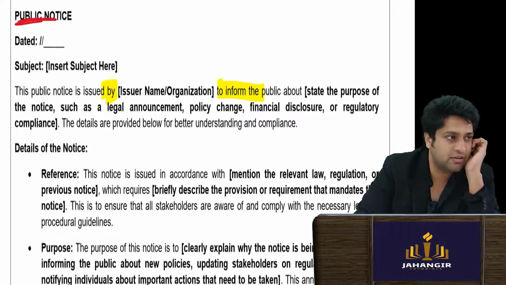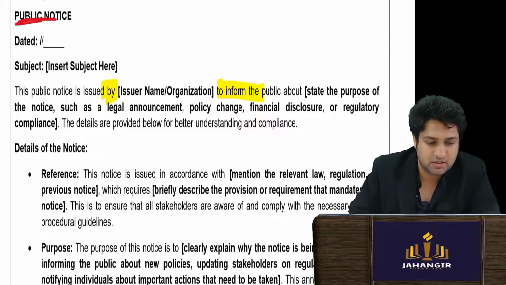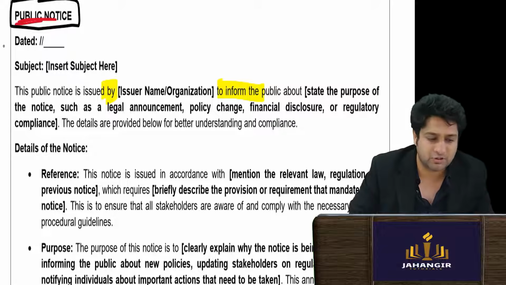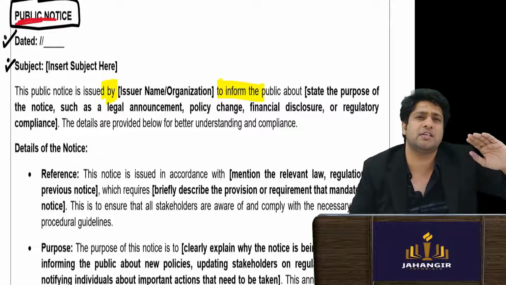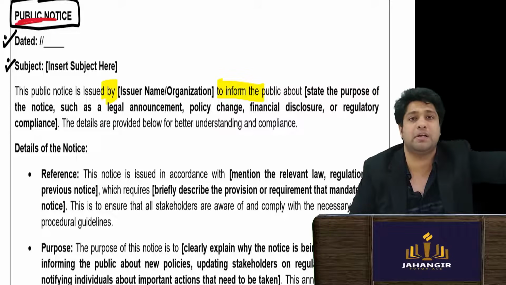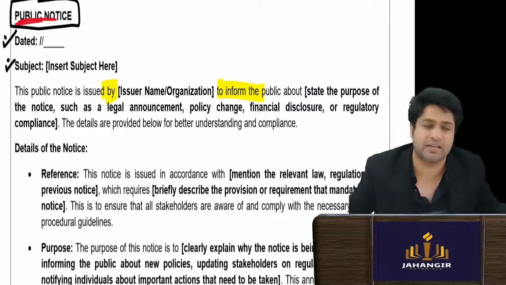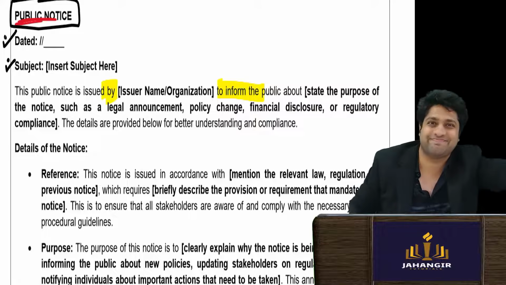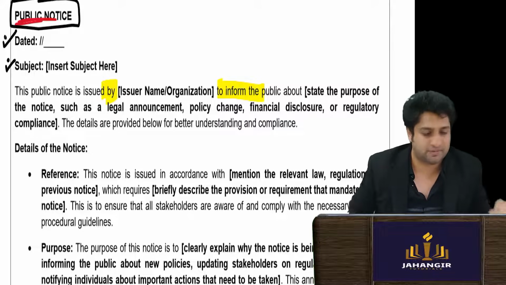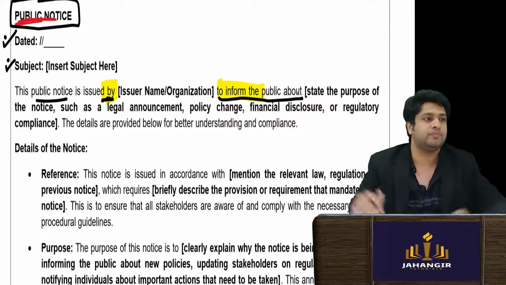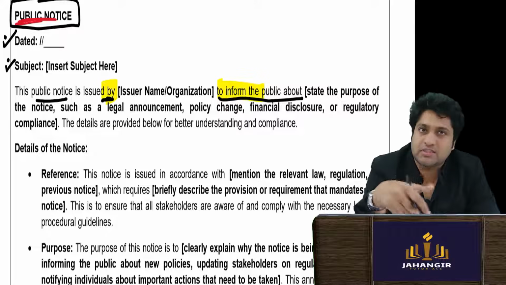Then below that, you will see a public notice. Public notice is a reference, like how you write the word circular. So here you will write the word public notice, and then you start with the date. Obviously, a circular is given to certain people, so we have to mention it. But if I'm giving it to everyone, then I don't need to mention to whom I'm giving. It is understood. It's a public notice, right? So dated, subject. Then you will say this public notice is issued by so and so company to inform the public about.